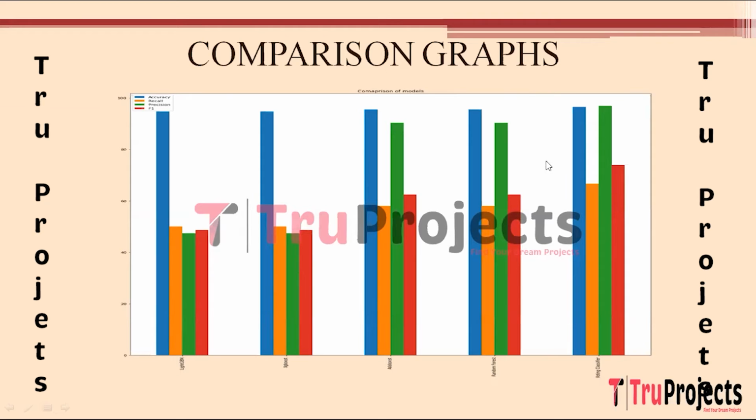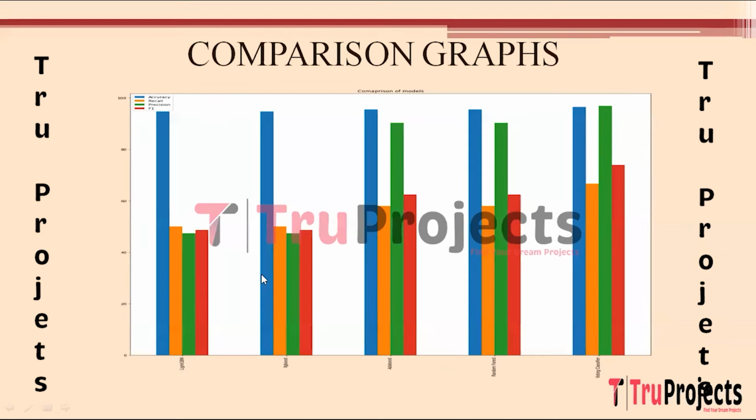So this is the performance metrics comparison graph. In this graph on x-axis I have algorithm names and on y-axis I have performance metrics scores. So here blue color bar represents accuracy, orange color bar represents recall, green color bar denotes precision, and red color bar denotes F1 score. So, accuracy measures the overall correctness of predictions, showing the percentage of correctly classified instances.